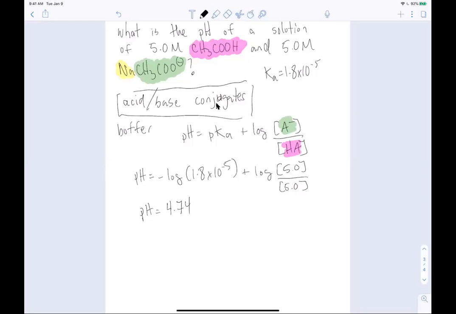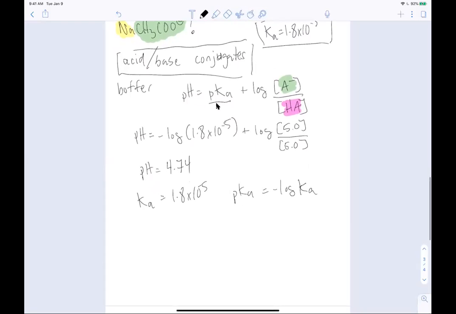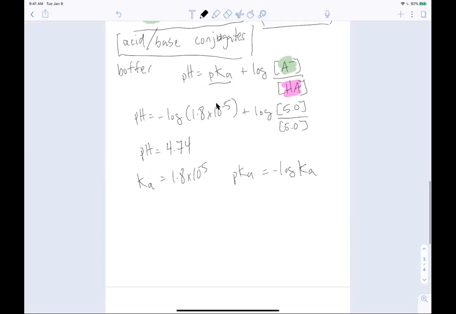This is 1.8 times 10 to the minus fifth, just because that's the value of the Ka. So the pKa is the negative log of, yeah, that's just a given in the problem. I didn't take the negative log of the pKa. I took the negative log of the Ka. If you put a p in front of anything, that just means take the negative log of it. So like Ka is equal to 1.8 times 10 to the minus fifth. pKa is just going to be equal to the negative log of Ka. So a p in front of anything is a negative log transform.